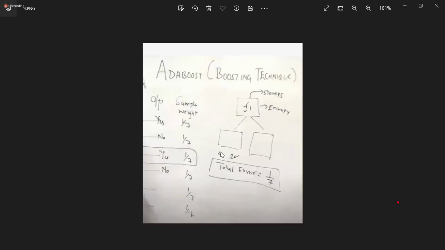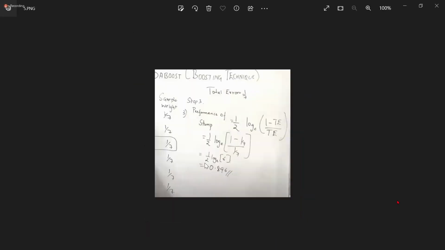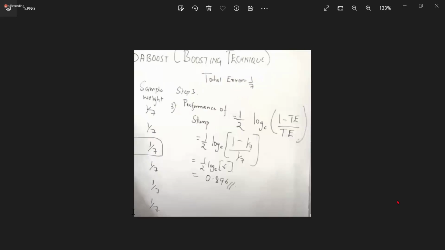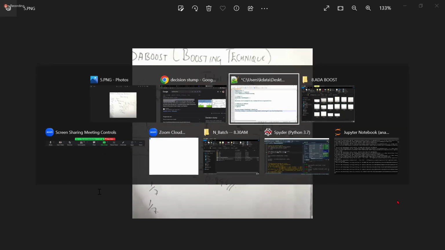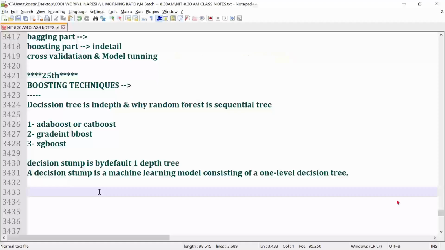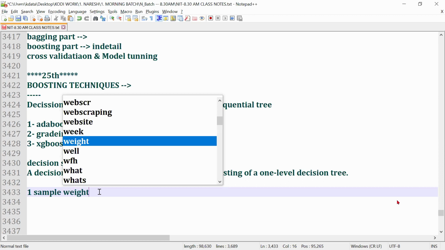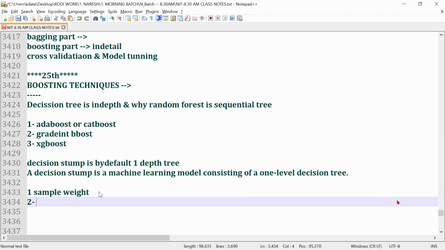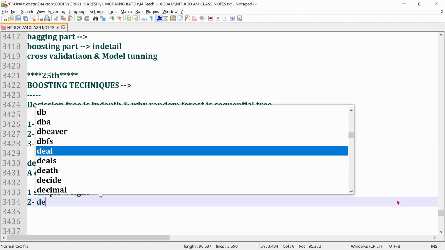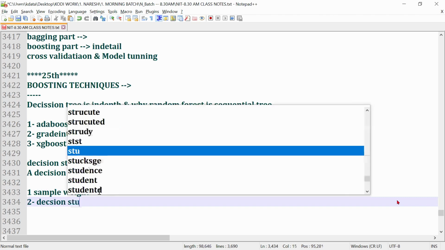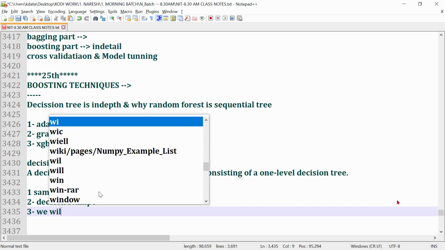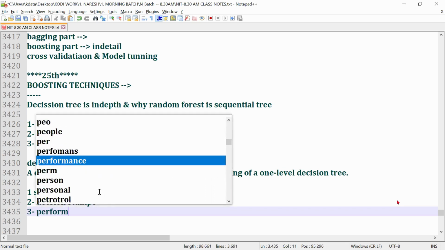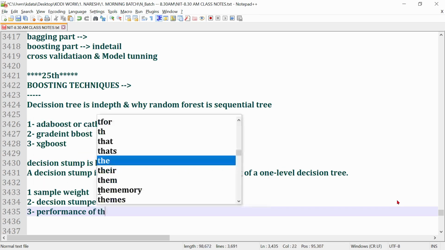Assume. Before I go ahead, first step, what have we done? First step, we compute the sample weight, isn't it? Second step, we build the decision stump. The third step, we will compute the performance of the decision stump.